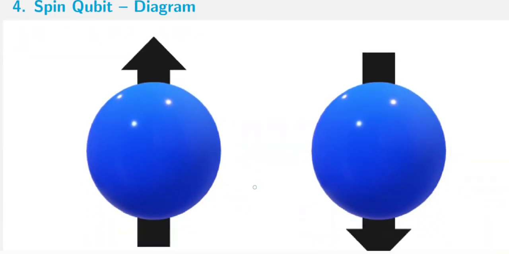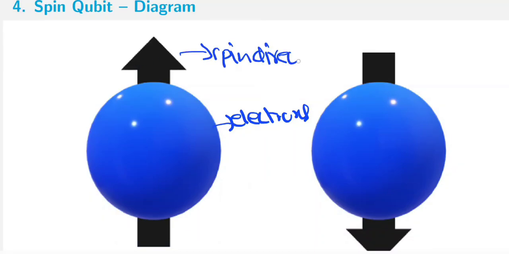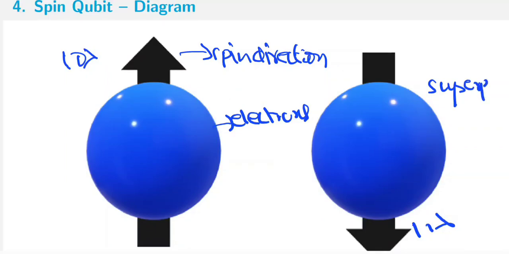Here you can visualize in the diagram. The blue spheres represent electrons, and the arrows show the spin direction. An up arrow means ket 0, as we have already seen. A down arrow means ket 1. And when the arrow is tilted in between, we call it superposition.